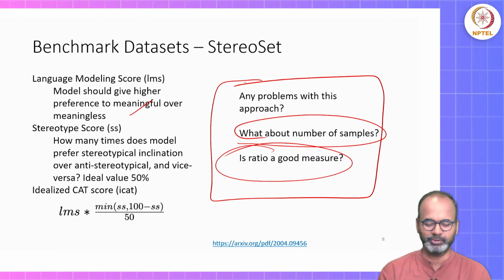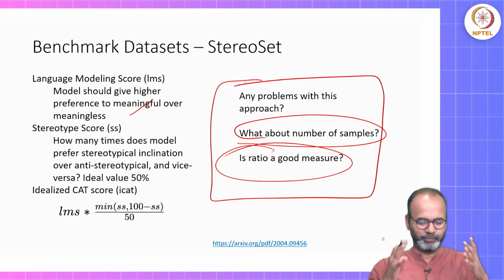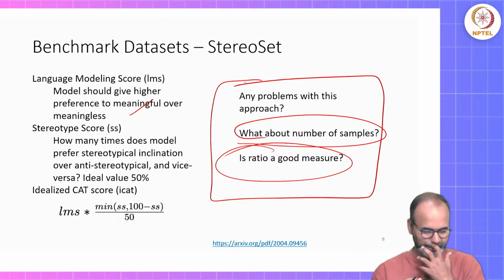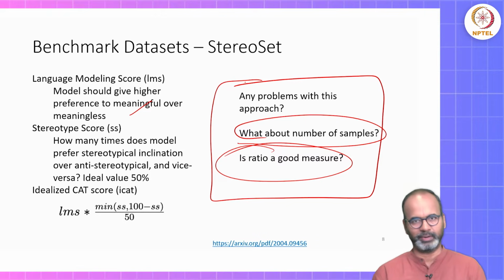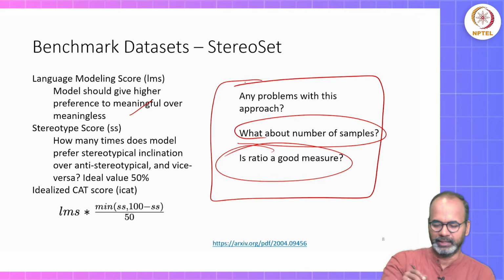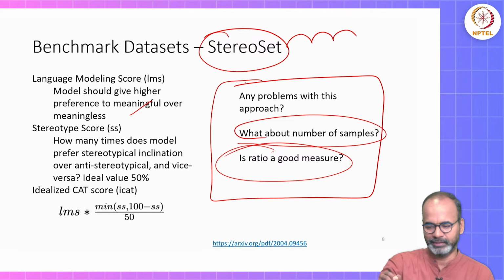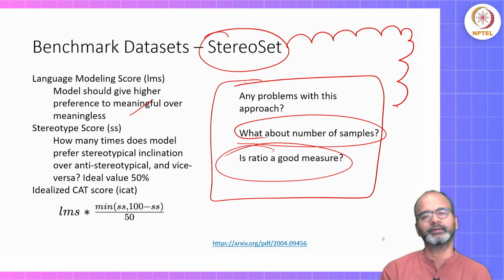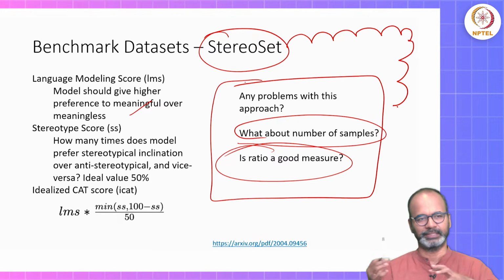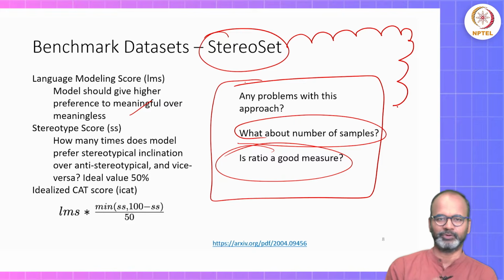Any problems with this approach? What about the number of samples? Is the ratio the best way? I mean, again, if you think about how these methods evolve or how these data sets get generated, there's first a set of work, and then there will be upgrades to the work and then it gets better and better. That's what we're going to see: some progressions in the data sets. Later, we'll see some more interesting ways of looking at stereotypes and biases itself in the data set.